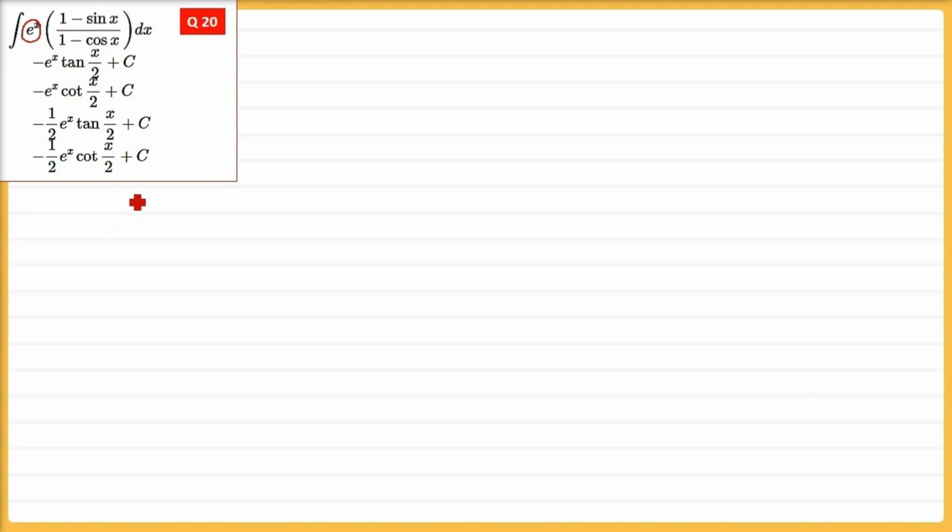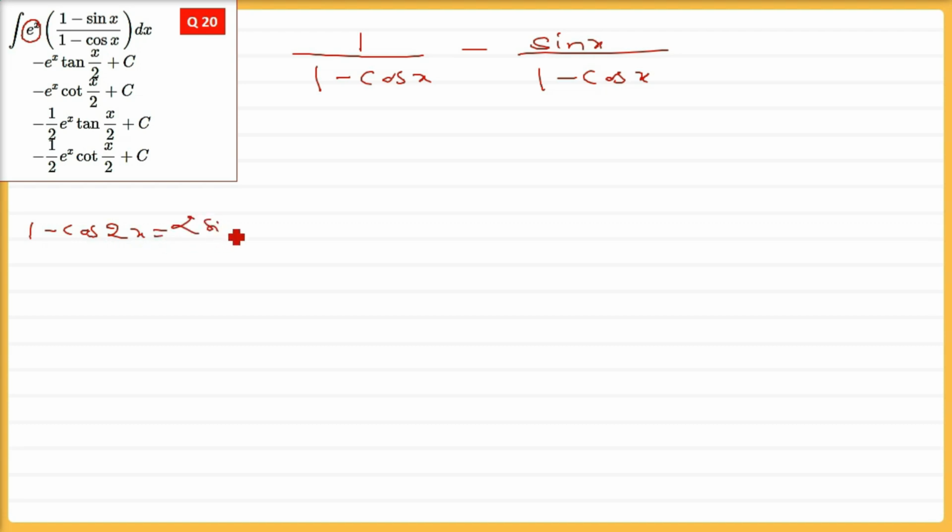We also have this tan x by 2 and cot x by 2. That means we have to change this to some sort of tan x by 2 or cot x by 2. So this 1 by 1 minus cos x I am separating, because 1 minus sin x can be taken like this: 1 by 1 minus cos x minus sin x divided by 1 minus cos x. Now 1 minus cos 2 theta, or 1 minus cos 2x, is 2 sin square x. That is, whichever angle is on the left, it will be half of that. So 1 minus cos x can be written as 2 sin square x by 2.